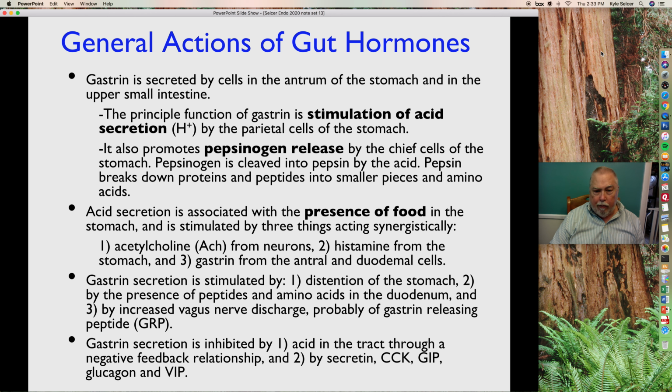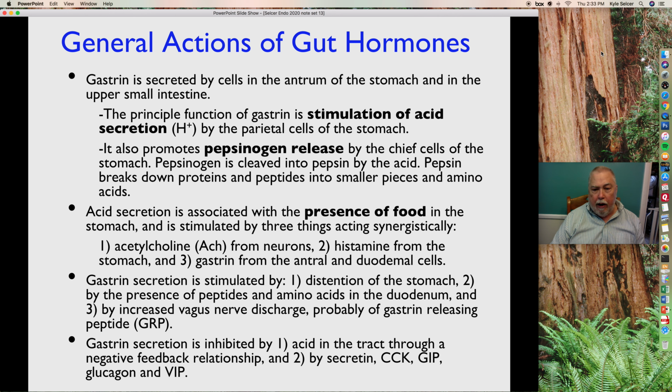Gastrin secretion itself is stimulated by distension of the stomach, so the stomach has to be stretched a little bit. Presence of peptides and amino acids in the duodenum, that's because there's a positive feedback. A little bit of acid and pepsin breaks up the proteins into amino acids. Once those get moved into the gut, it says, oh, let's make more gastrin. And then vagus nerve discharge later on of gastrin releasing peptide. So the vagus is contributing the acetylcholine to some extent and the GRP to get the gastrin.